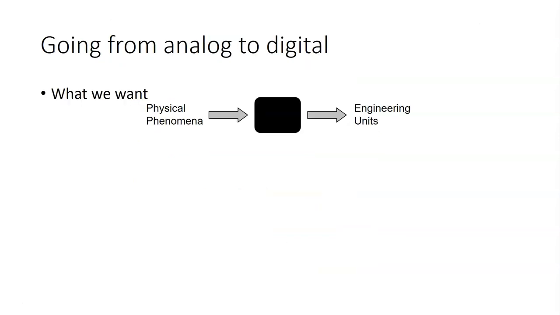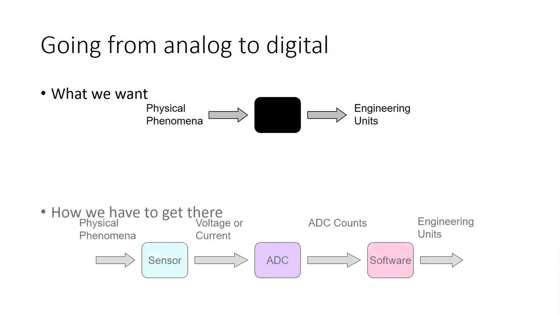So how do we get from the analog to the digital world? What we'd like is to have this sort of black box where we have the physical phenomenon, and on the output, we can get the actual engineering units of whatever that phenomenon is. But to get there, we're going to have to do some conversions and calculations. The physical phenomenon will be converted into a voltage or a current by a sensor or transducer. Then we're going to use an analog to digital converter, which is typically a discrete component or an integrated peripheral on the microcontroller, to convert that voltage to a digital value, which we can also call an ADC count.